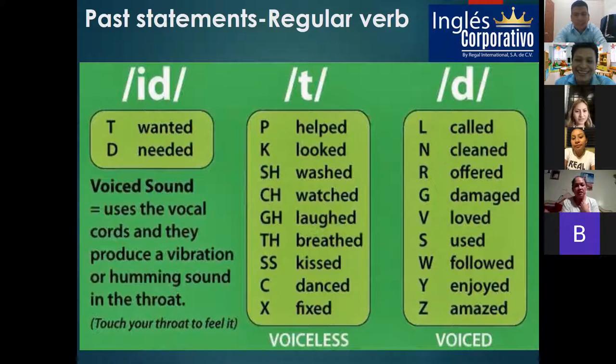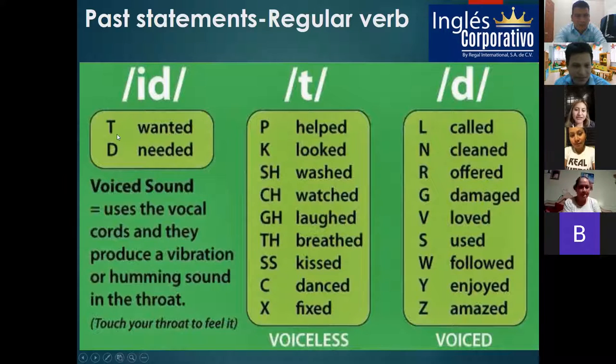T. No vibration. Okay. Cuando estamos soñando y nos queremos despertar. Okay. Nice. Amazing. Okay, notemos algo, chicos.